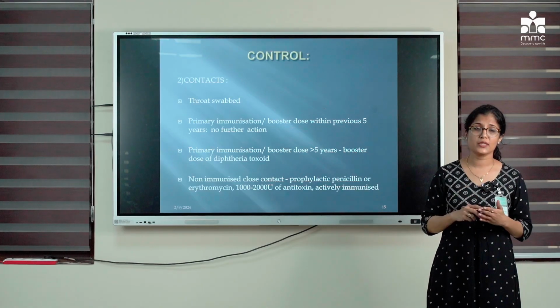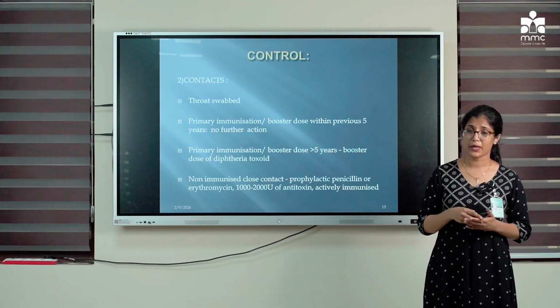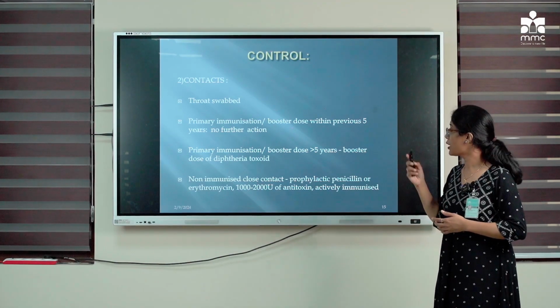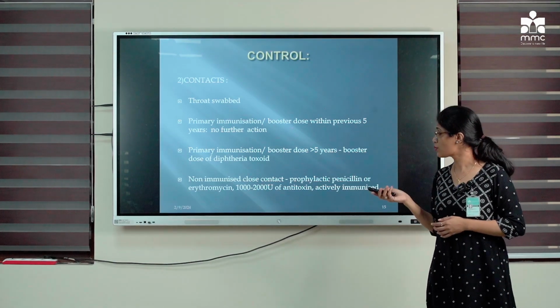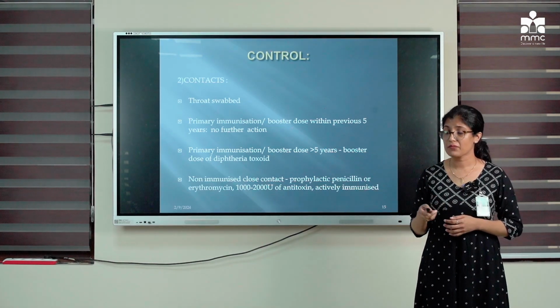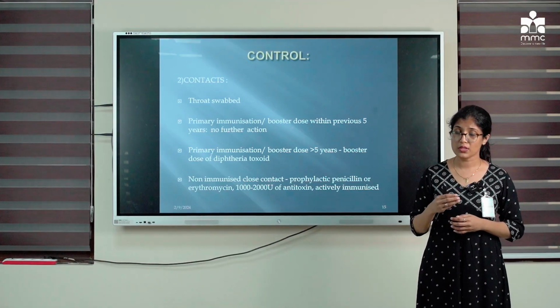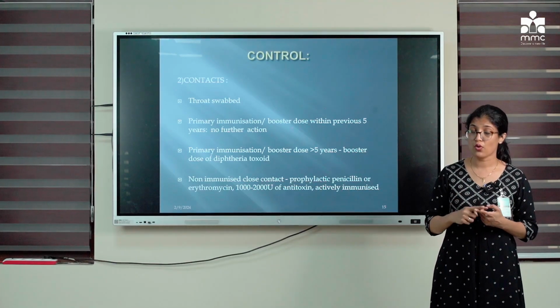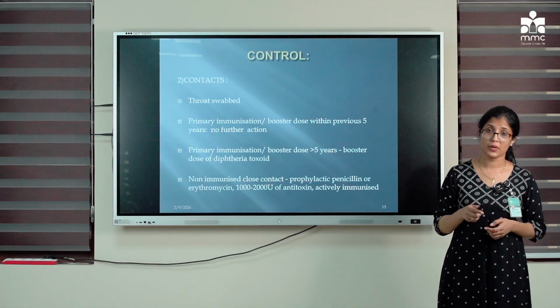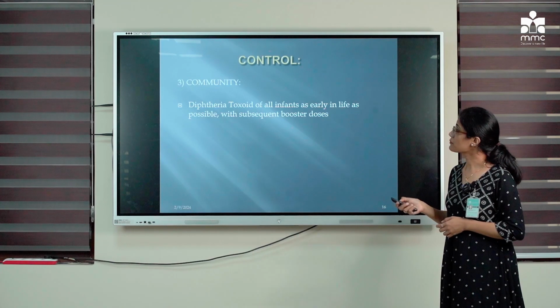Finally, if the close contact is not immunized at all, neither with the primary immunization nor booster doses, we can give prophylactic penicillin or erythromycin. We can go for antitoxin in a dosage of 1000 to 2000 international units, and also very importantly go for active immunization of the said close contact.